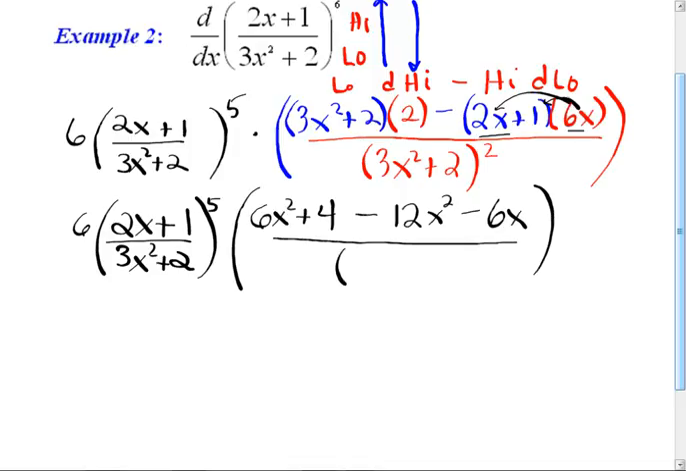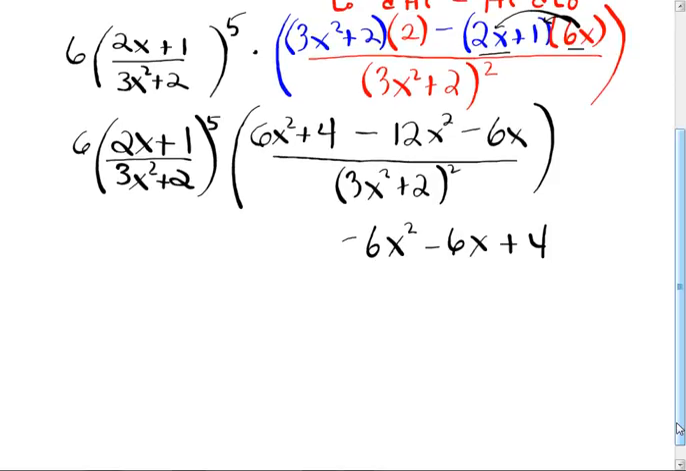Some of you might say, well, I could group that with the 3x squared plus 2 to the 5th. Yes, you could. And then we can simplify that. Oh, let's see what happens. What do I get? 6x squared minus 12x squared is negative 6x squared minus 6x plus 4. And the only reason why I'd want to do that is to see if I could maybe factor and reduce it, but it's not going to happen. Yes, I could. It doesn't matter.